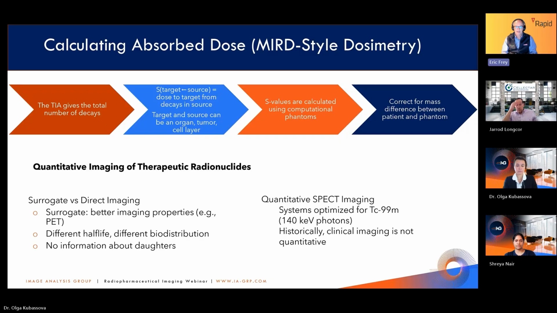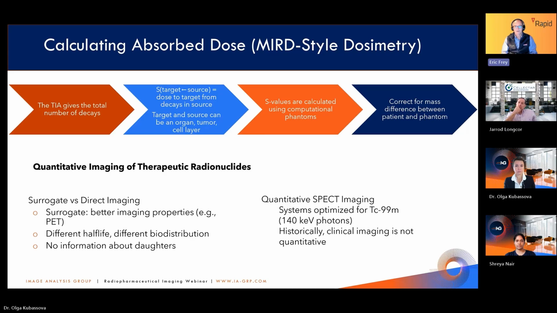And now we want to convert that to the dose, and the way that's done is to multiply the TIA by the S value. And there's an individual S value for each source to target. What the S value tells you is how much dose is deposited in some target from decays in some source.